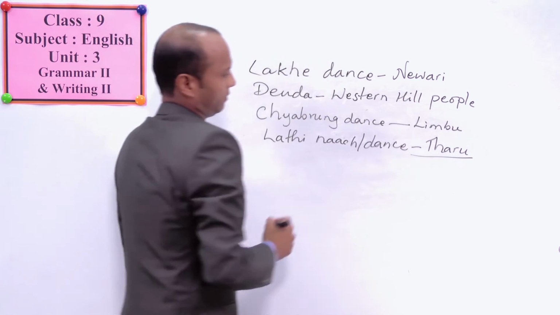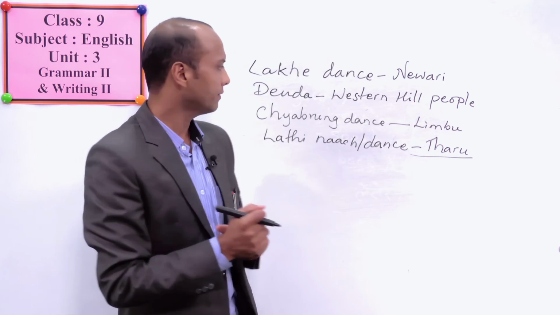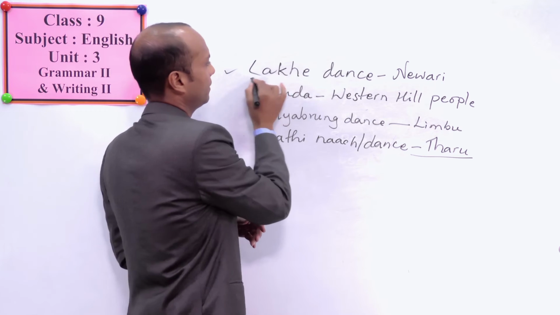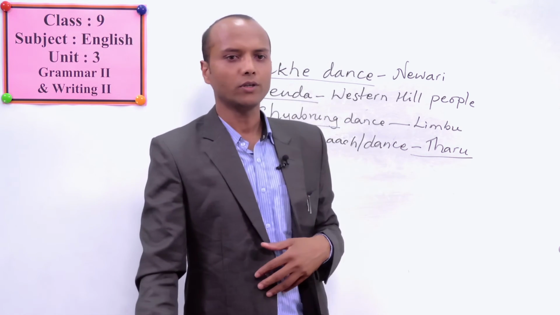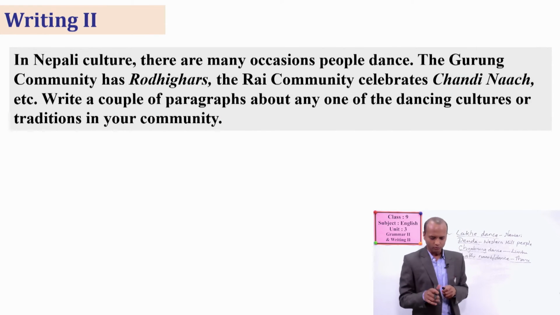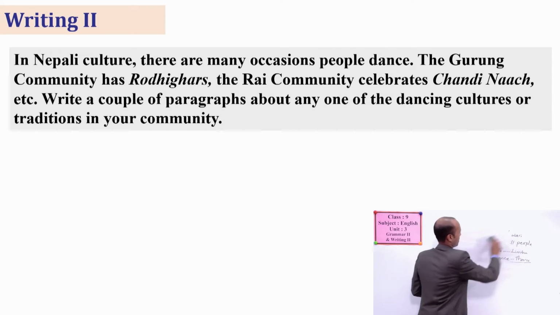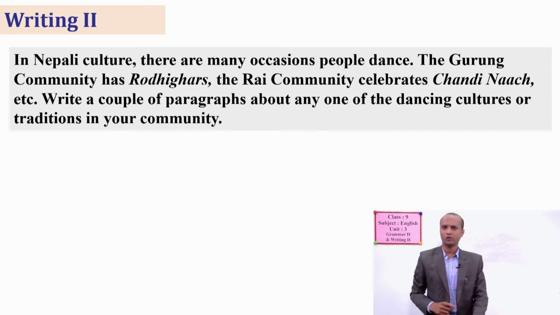So based on typical cultures or festivals, different people dance differently. So you can think of other dance types, and then you can elaborate them into a couple of paragraphs. Here a couple of paragraphs means you have to write at least 2. So for the time being, we are going to write something about a typical dance in Nepal. So let me show you a picture, and then you have to think of something about it.